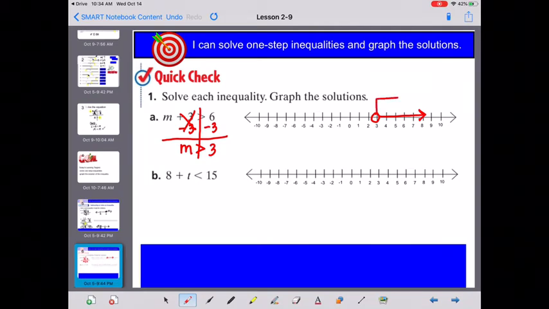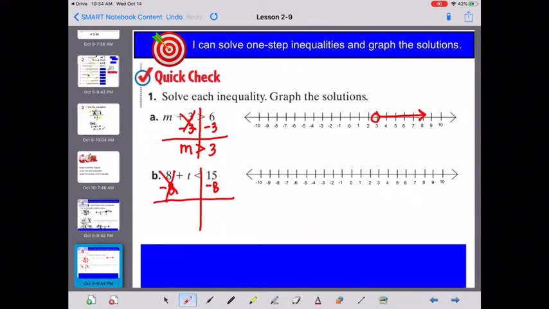Please do not do this, where you go up and then over. Also, please do not put your circle above the number line. You want it right on the number line, and also make sure that you are putting it right on the number that you're talking about. Letter B.